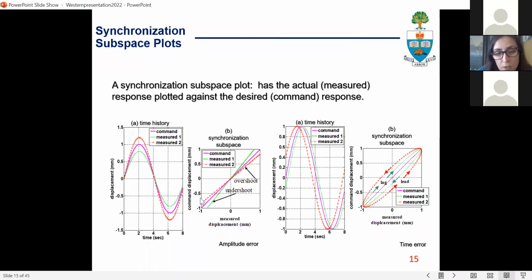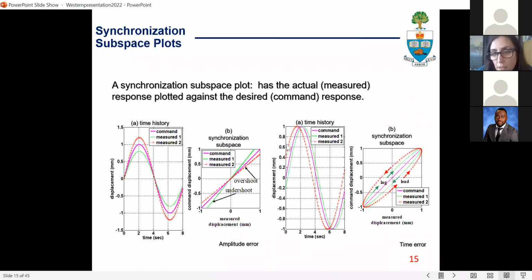If we take these signals and construct the corresponding synchronization subspace plot, where the measured signal is on the horizontal axis and command signal on the vertical axis, if we have perfect tracking, if the command signal is equal to the measured signal, we would have the purple line. It is 45-degree inclination, perfect control, perfect tracking. But when we look at the undershoot and overshoot error, the undershoot error gives us an inclination greater than 45. Overshoot error gives us an inclination less than 45 degrees.